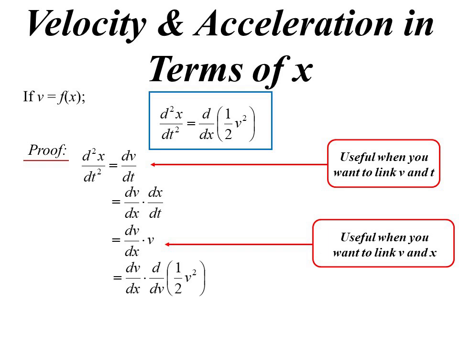I now rewrite velocity and say, well, hang on, v is the same as saying, let's differentiate half v squared with respect to v. And then the v's would cancel and you'd get d/dx of half v squared. So these two forms of acceleration become useful when we want to link velocity and displacement together.